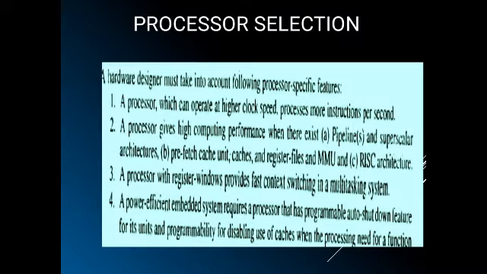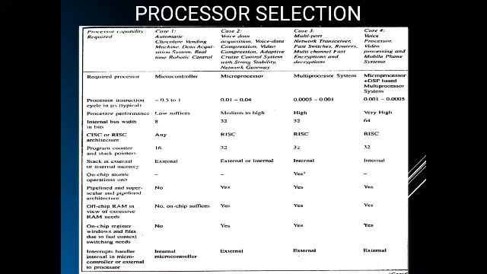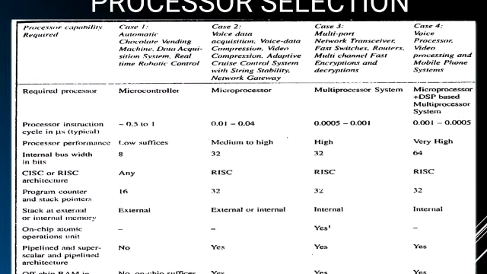Then processor selection. Based on our requirement, you can choose a processor which can operate at a higher clock speed or process more instructions per second. Such a processor gives high computing performance. So based on your requirement, you can choose any type of processor. Here we have given some examples: an automatic chocolate vending machine, a voice data acquisition system, multi-port network transceivers, a voice processor, video processing, and a mobile phone system.